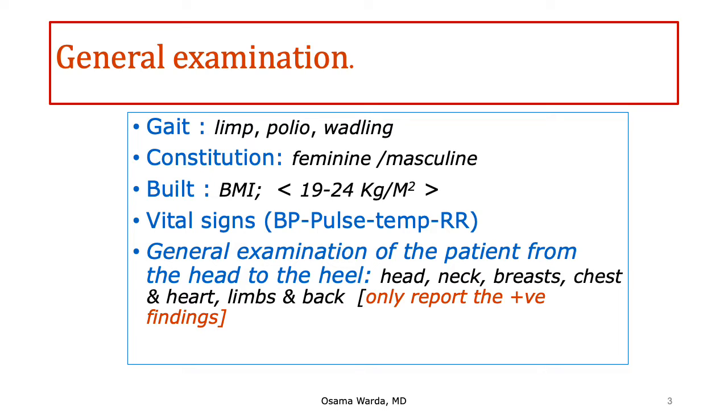Okay. Then we assess the build of the patient. The most commonly used equation for assessment of the body build is the body mass index. Body mass index is obtained by dividing the weight in kilograms over the height square in meters. Okay. The normal female body mass index is between 19 and 24. Then we measure the vital signs, including the blood pressure, pulse, temperature, and respiratory rate. Then we start general examination of the patient from the head to the heel, seeking for abnormal findings.